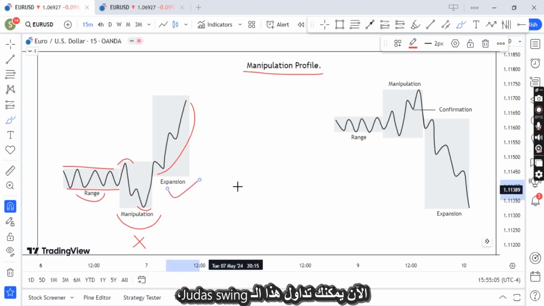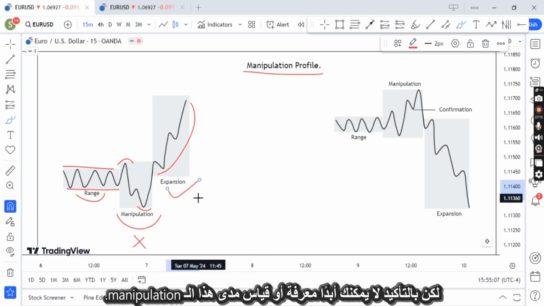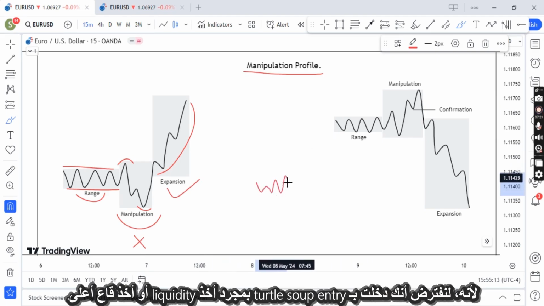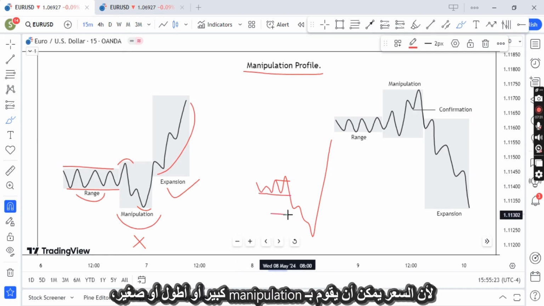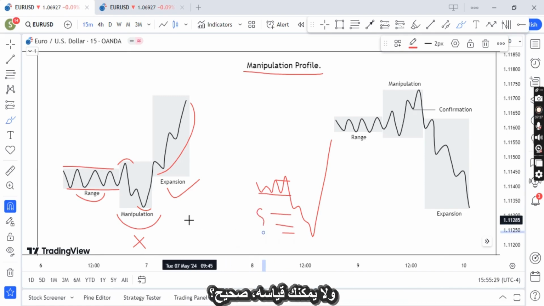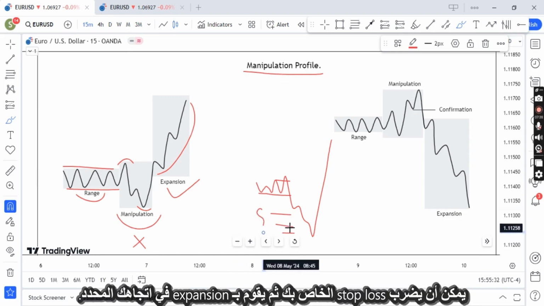Now you can trade this judo swing, but you for sure can never know or measure how far this manipulation is going to be, because let's say you took a turtle soup entry once liquidity was taken or a high or low was taken, then you cannot accurately measure where you're going to put your stop loss, because price can either have a big manipulation or a longer one or a small one, and you cannot measure it, right? It can take your stop loss and then expand in your designated direction.